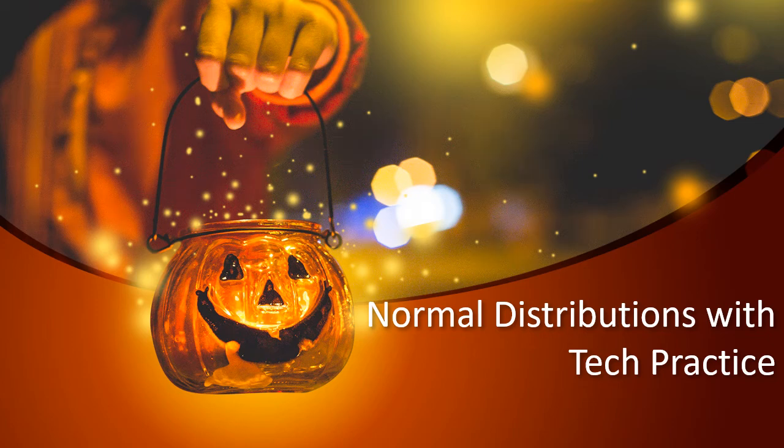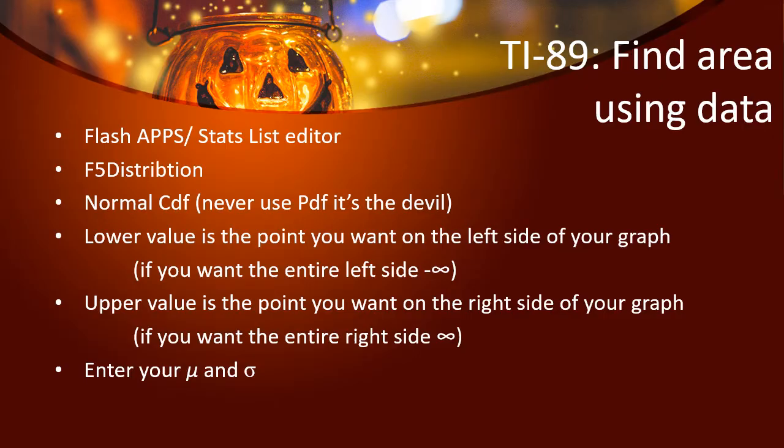Today we're going to talk about normal distributions, and we're going to do that with tech and do a couple of practice problems. And we're also going to talk about how we can tell if something is normal or has a normal distribution. If you're watching this version, this is the version for TI-89. These are the directions, so why don't you go ahead and pause so you can take a second and write these down, and then on the next slide I will show you how to do this on the TI-89.